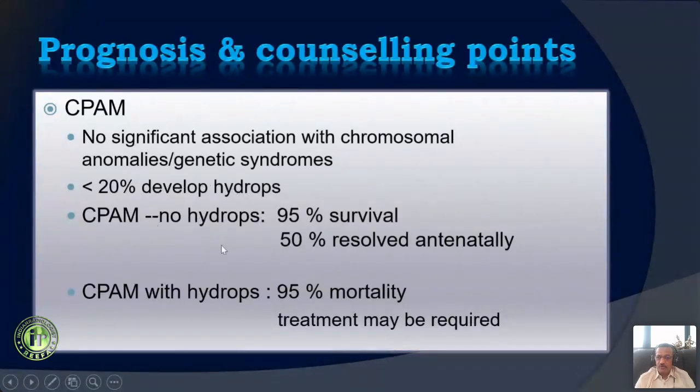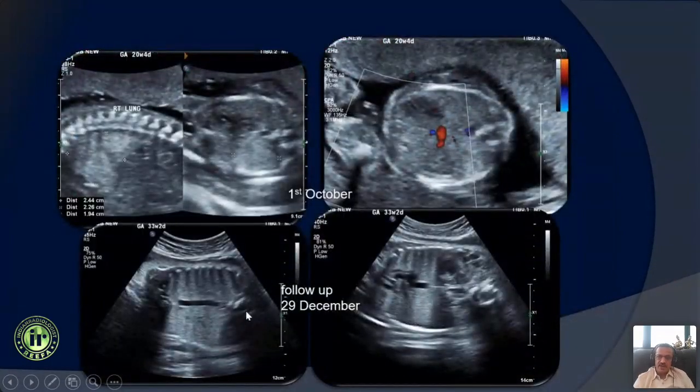So with CPAM and no hydrops, there is a very good survival rate, and almost 50% resolve antenatally. With hydrops, the mortality goes up significantly to 90 to 95%, and some of them you might have to intervene on in utero. So just some examples.